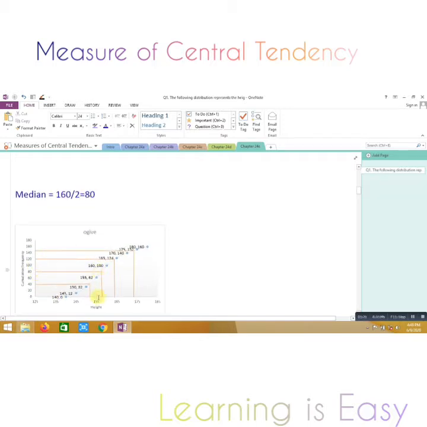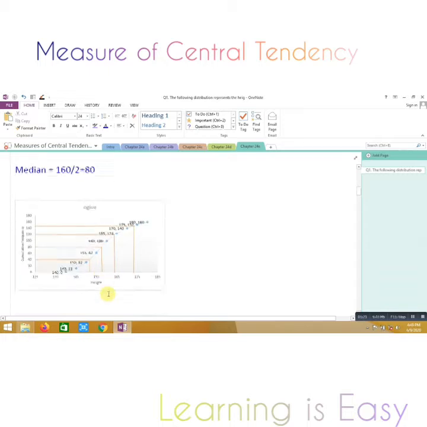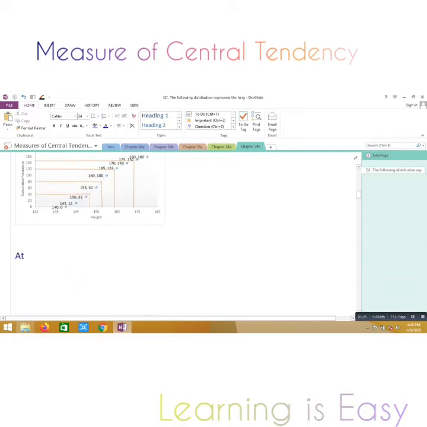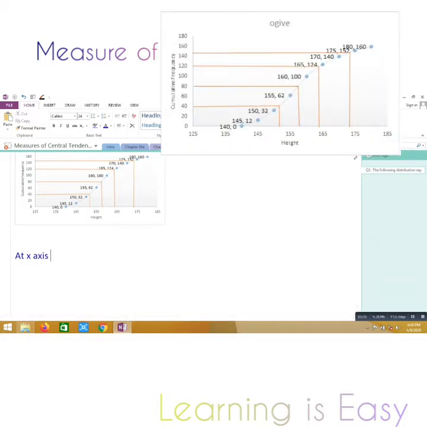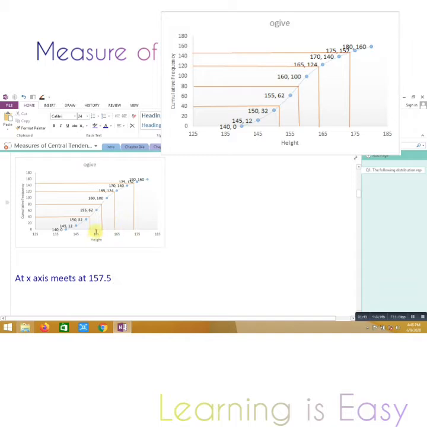So drawing a line from y-axis from 80 and draw a perpendicular line to the x-axis, the value where it meets at x-axis is the median. So 157.5 is the median point. So by drawing a perpendicular line towards x-axis, we get to know the median point.